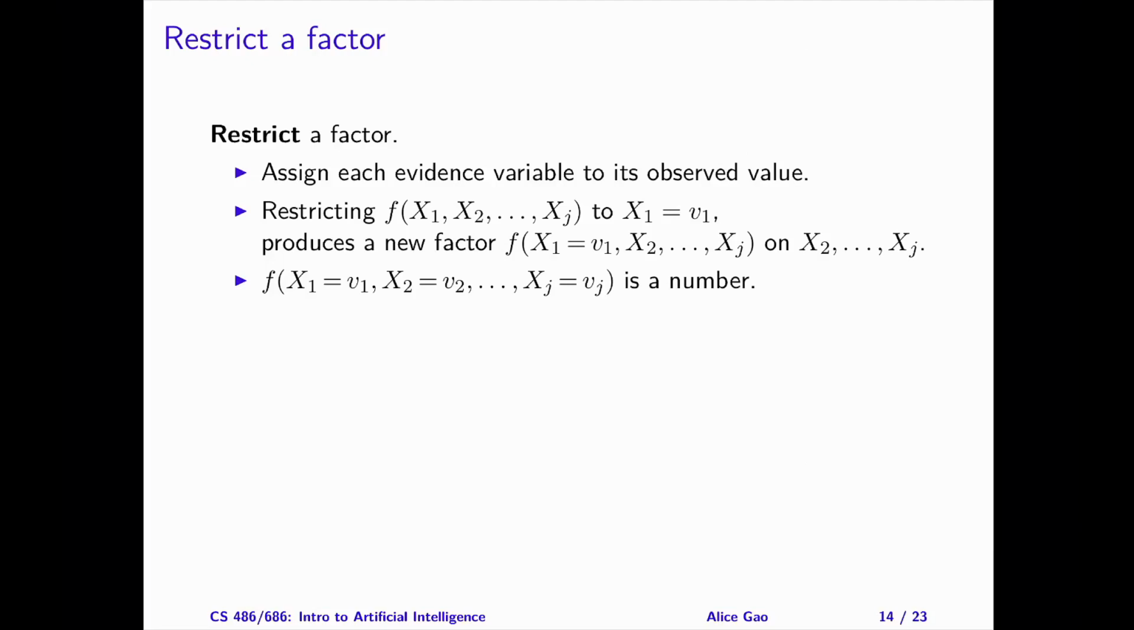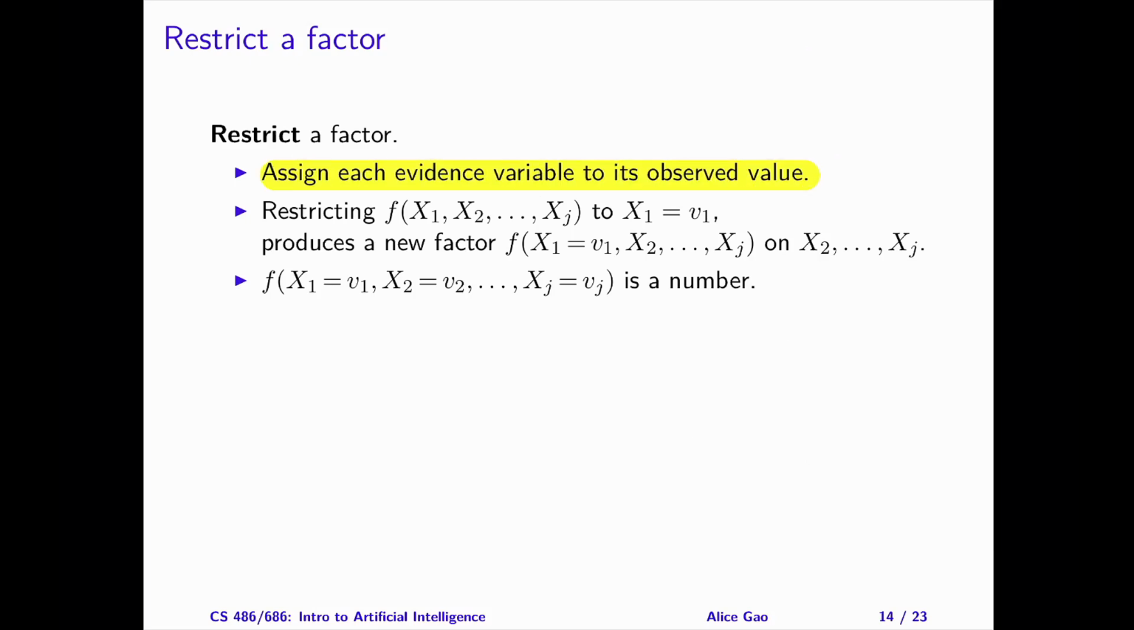In this video, I will describe the restrict operation in the variable elimination algorithm. Restrict is the first operation in the algorithm. If we want to calculate a conditional probability, we need to assign the evidence variables to their observed values. This is done by the restrict operation.